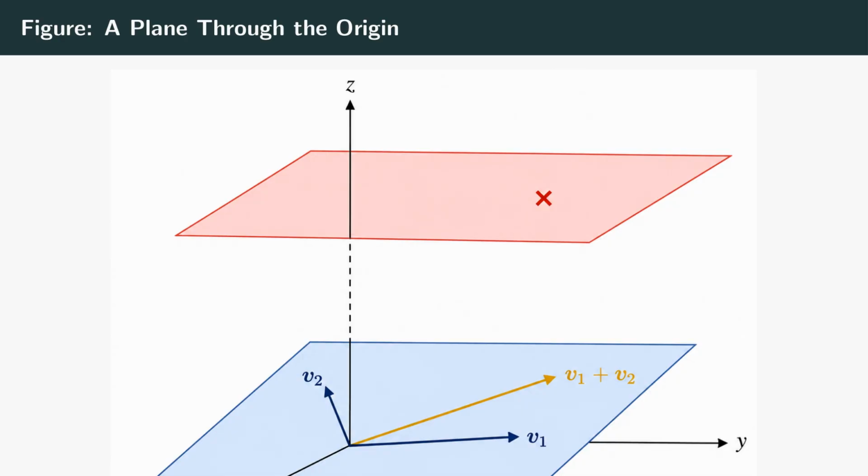Now picture a second plane, parallel to the first but floating above it, shaded faint red. This plane does not pass through the origin, it misses the 0 vector entirely.